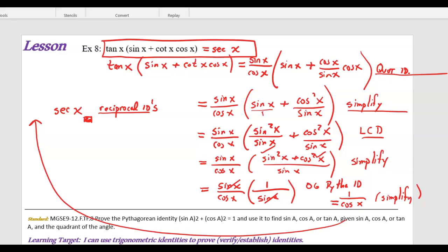Which will take us into our next video, really our next two videos, where you'll be given an identity and you're asked to prove the identity, to establish it or verify it. So every one of these problems will ultimately look the same. Start with one expression and then manipulate that one expression until it looks like something else, and that's the proof.